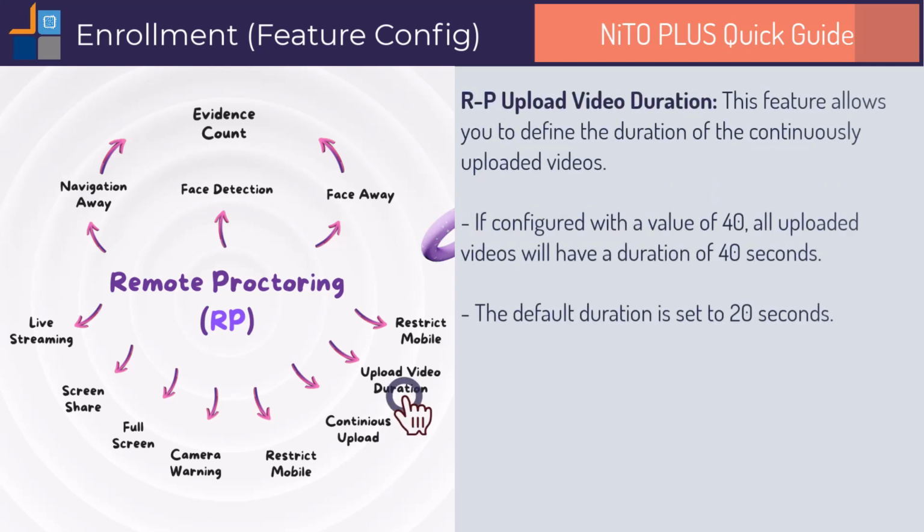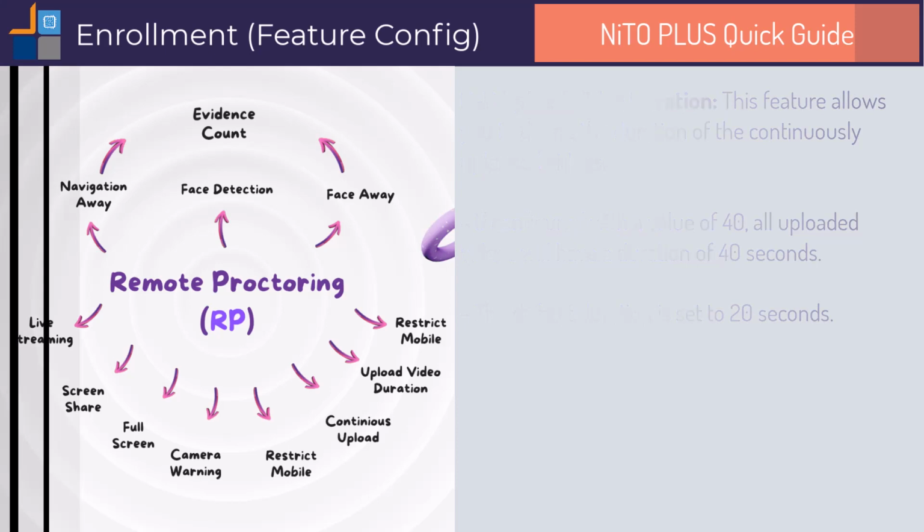RP upload video duration. This feature allows you to define the duration of the continuously uploaded videos. If configured with a value of 40, all uploaded videos will have a duration of 40 seconds. The default duration is set to 20 seconds.